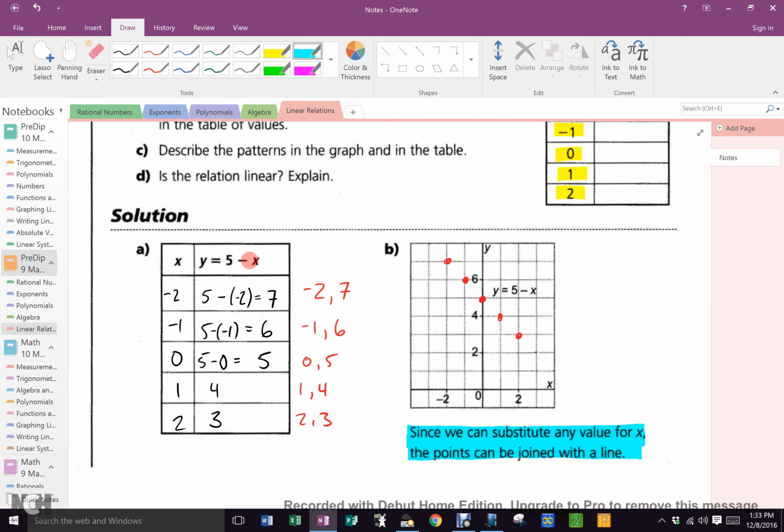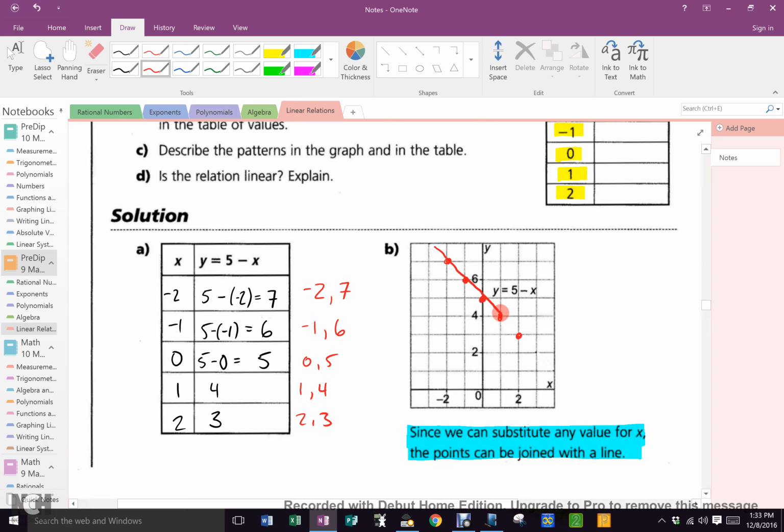Okay? Now, what if it was cans of pop? Could I connect the line? No, because I can only put in whole cans of pop. Do you understand? Okay. So this line we will connect.